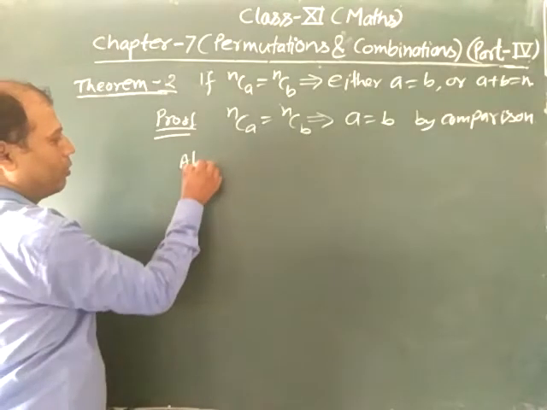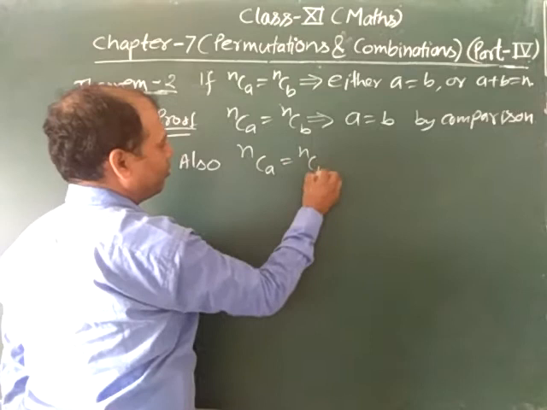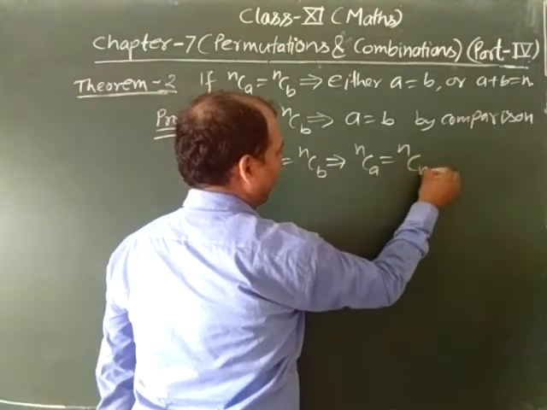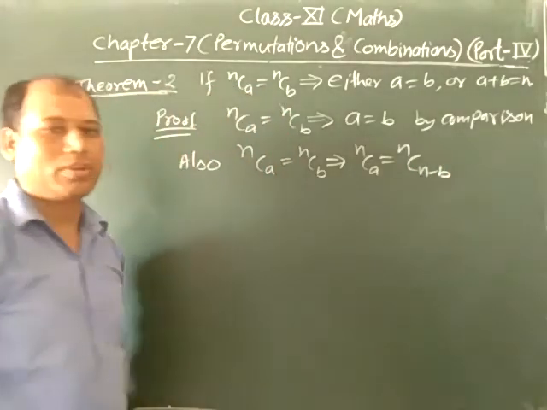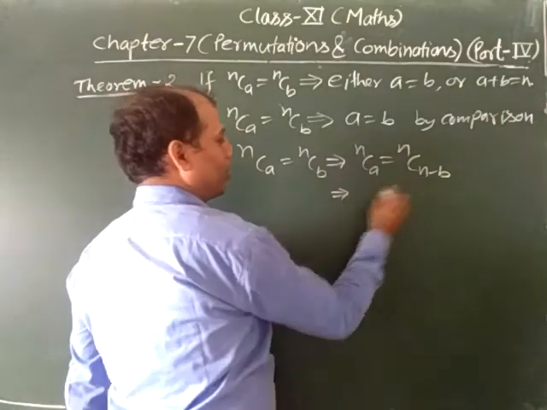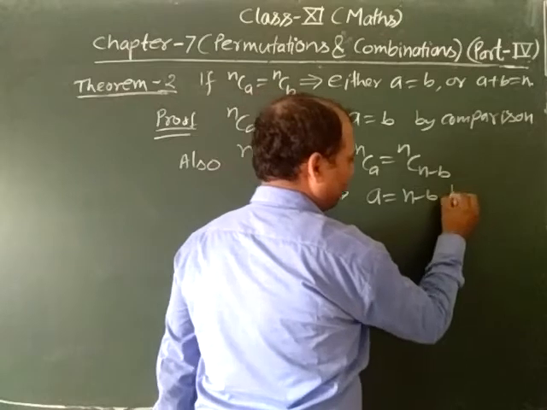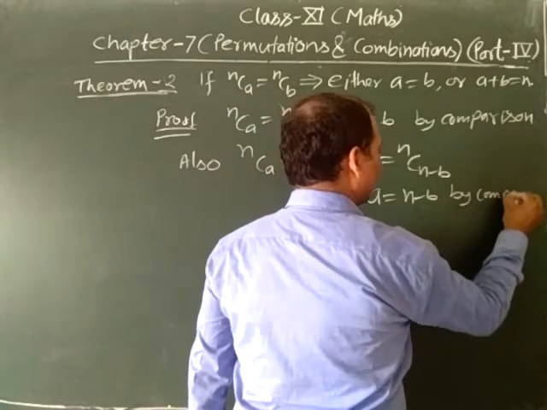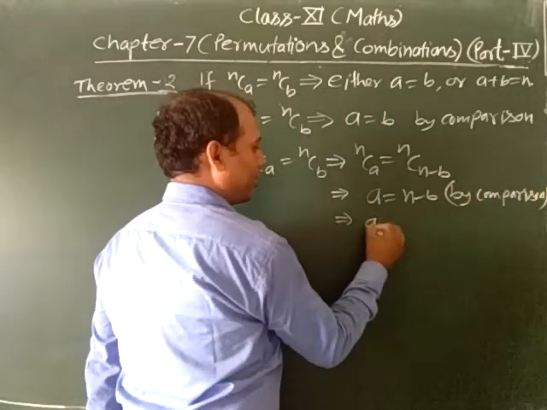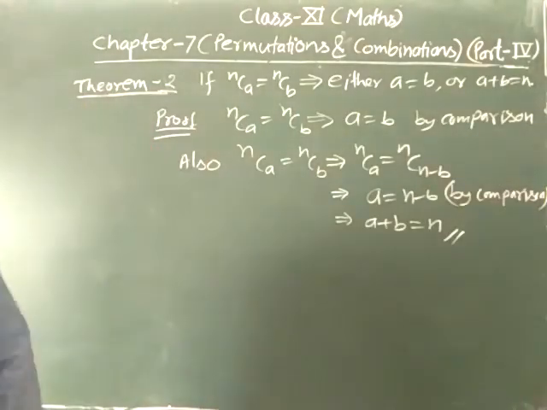Also, we can write nCa equal to nCb. This implies nCa equal to nC(n minus b) from the previous theorem 1. Now by comparison, we can write a equal to n minus b by comparison. So this can be written as a plus b equal to n. This is the proof of this theorem.